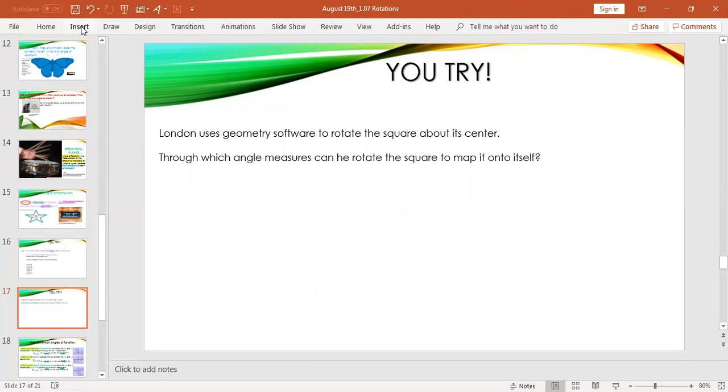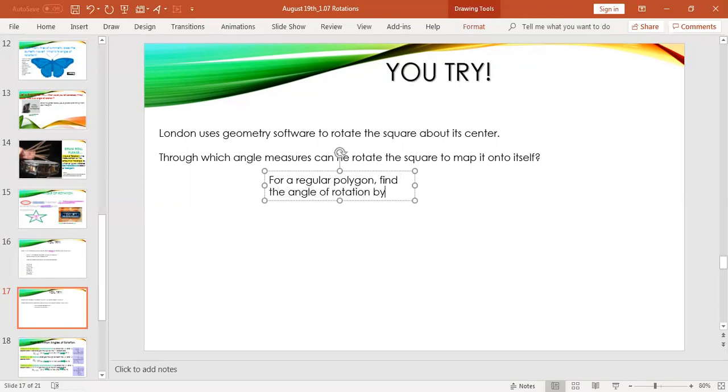Since it has 4 congruent sides, remember you can do 360 divided by the number of sides. If it wasn't congruent sides, you'd have to find your lines of symmetry and divide 360 by the number of lines of symmetry. For a regular polygon, find the angle of rotation by 360 divided by the number of sides.